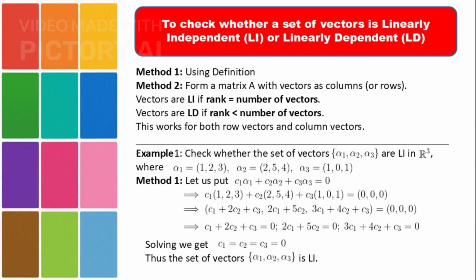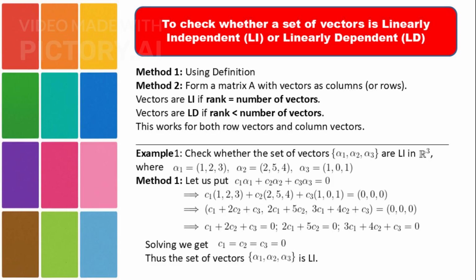To determine if a set of vectors is linearly independent or dependent, we can use two methods. The first method involves using the definition, and the other method involves forming a matrix with vectors as columns, or rows, and checking the rank. If the rank is less than the number of vectors, they are linearly dependent. This method works for both row and column vectors. Let's explore an example to illustrate this process.